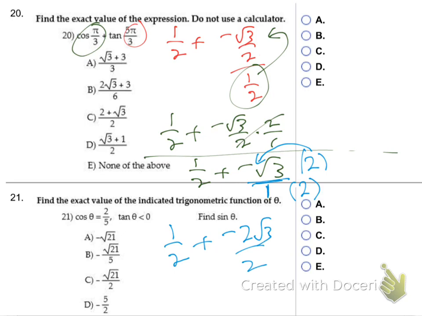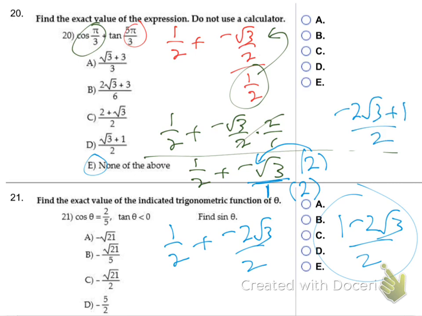Now they have the same bottoms, same denominators. Combine them, right? So it's 1 minus 2 root 3 over 2. There it is. It's not there. None of the above. Your favorite answer. None of the above. Yeah? Can you write it backwards? 2 root 3 plus 1. You can write it negative 2 root 3 plus 1. Yeah, you got to keep the sign on him. Yeah, that's the same answer. It's still not there.